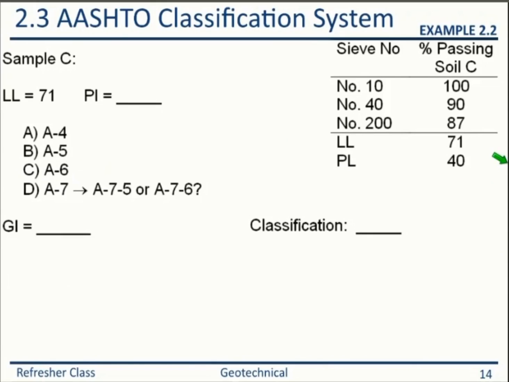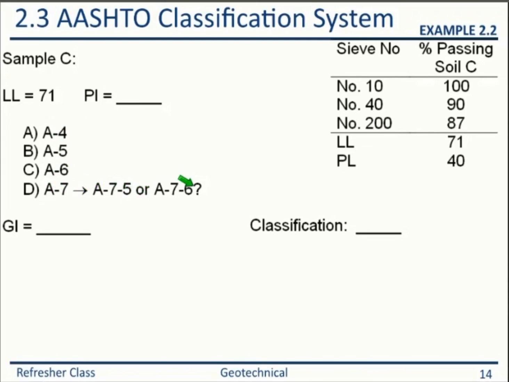Now let's classify soil sample C. Percentage passing number 200 sieve is 87%. So it's greater than 35%, right? So it should start at A4. It could be A4, A5, A6, A7. If you look at the answers, A4, A5, A6, A7, all of them are there. And A7 has two subgroups, A-7-5 or A-7-6.